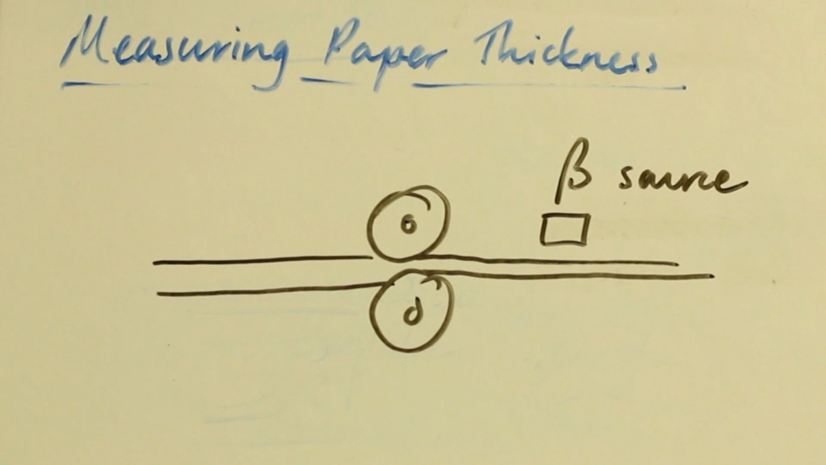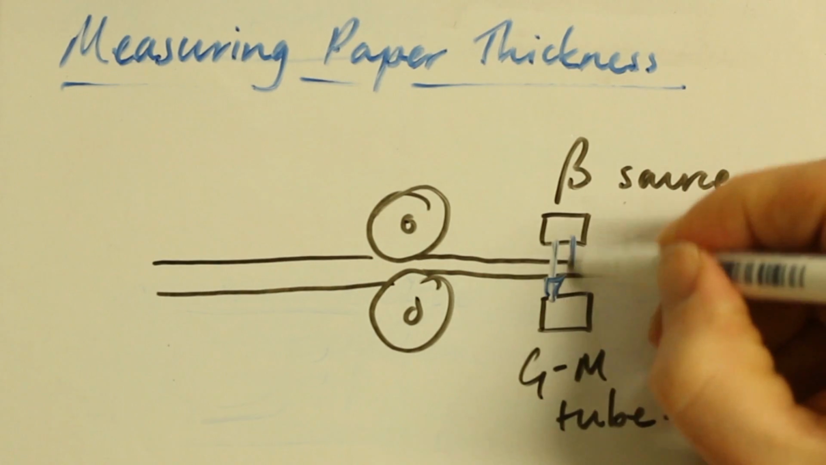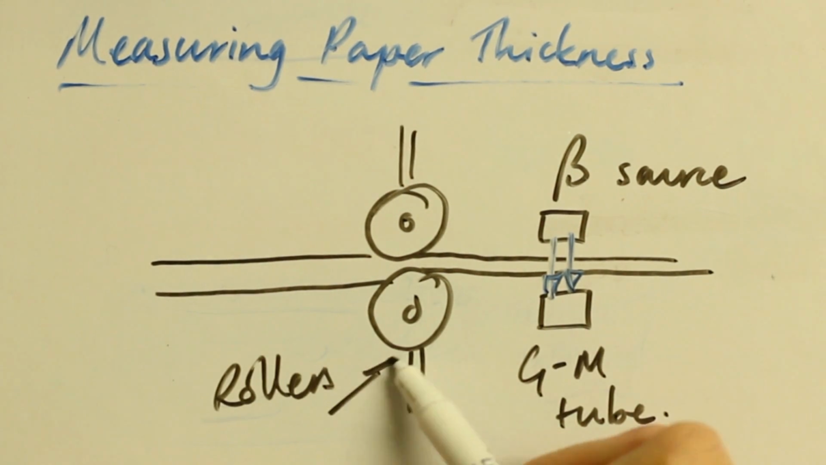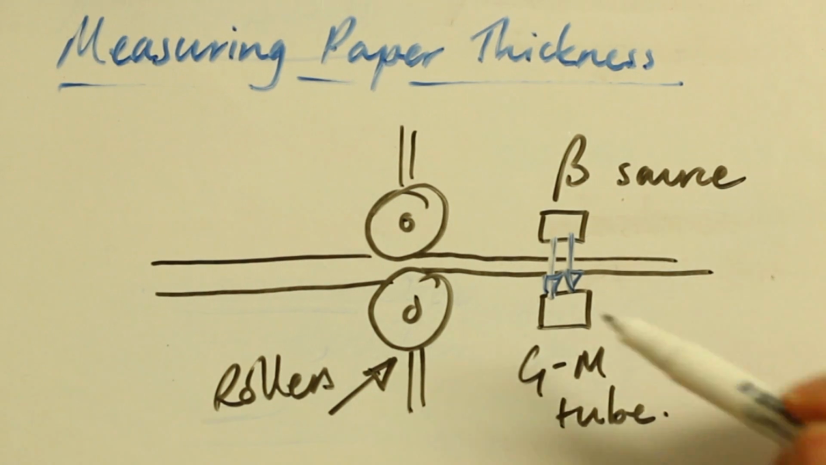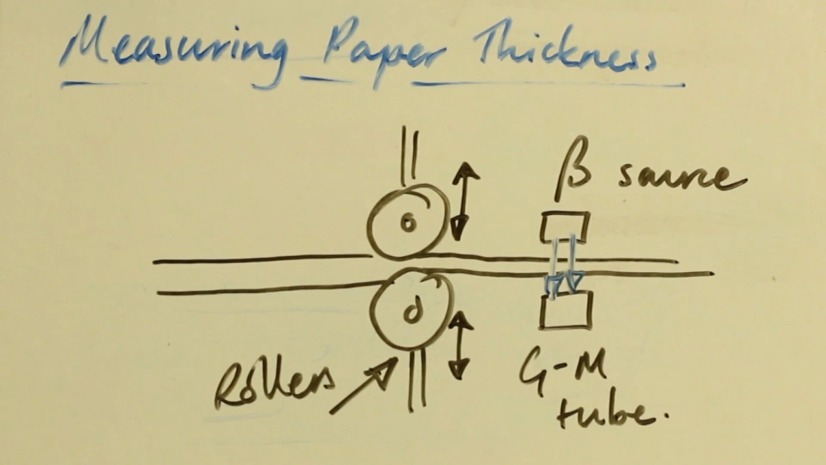When the paper is too thick, then less of the beta gets through, so the rollers can be moved closer. If the paper is too thin, then more of the beta gets through, so the rollers are moved apart. In this way, they can constantly adjust the rollers to make sure it's always the same thickness.